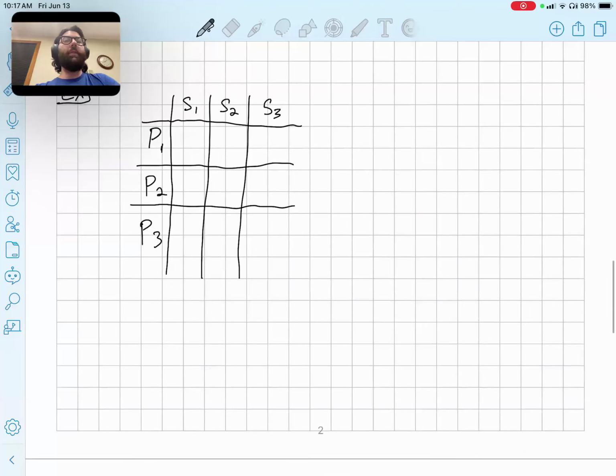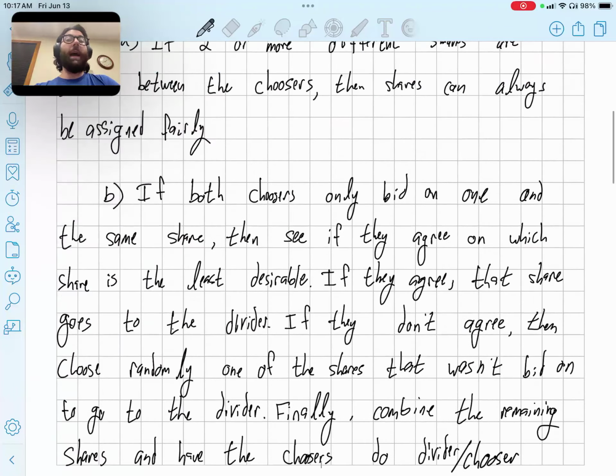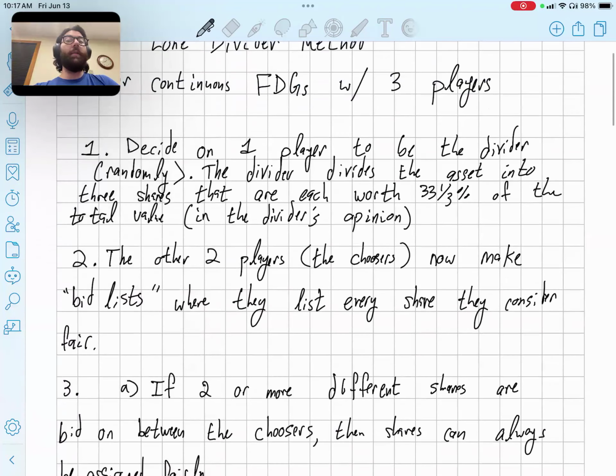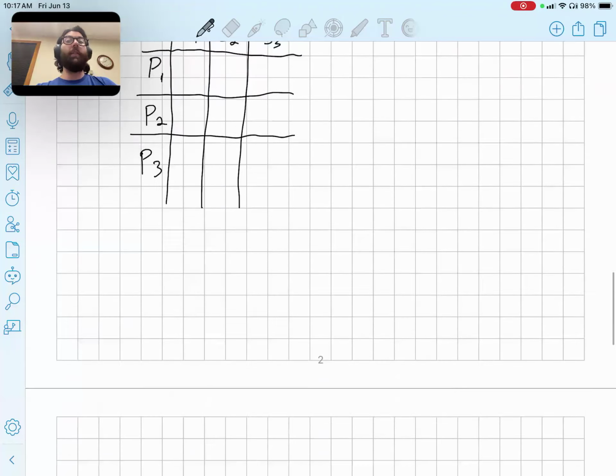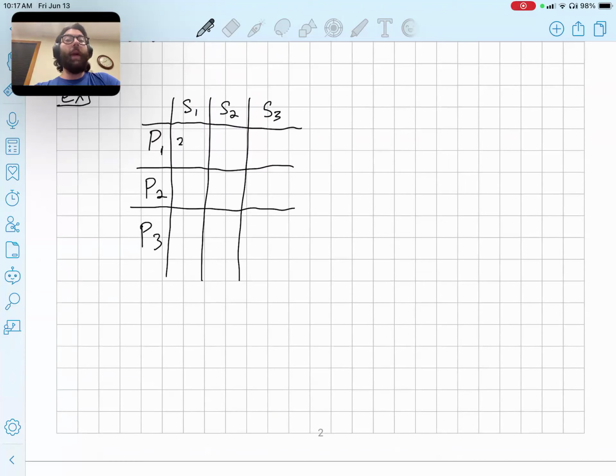Okay, and so the values are going to be as follows. Let's say P1 was the divider. If we've decided randomly that P1 is the divider, it might not always be P1, but their job is to divide up shares S1, S2, S3 so that they're all worth the same amount, 33 1/3%. I'm not going to bother writing in the percent symbol, just for space.